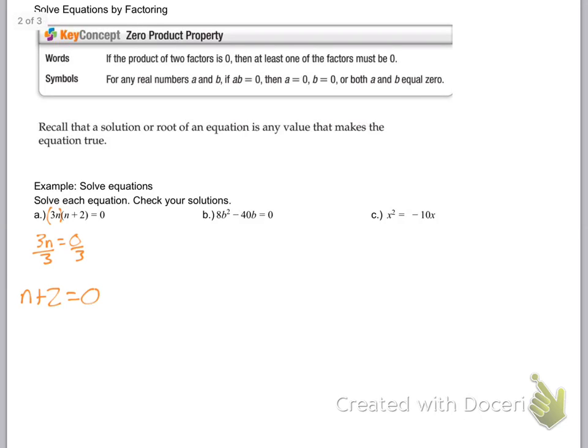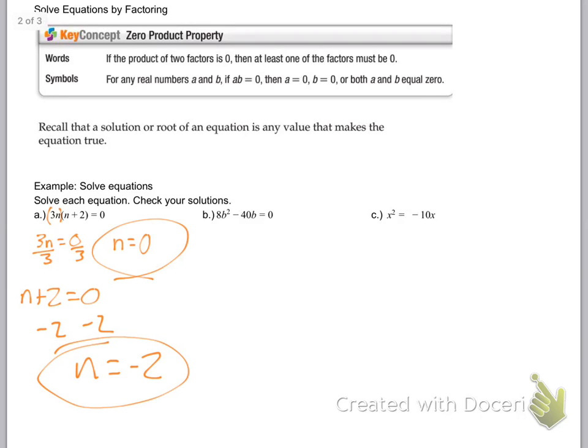Divide by 3, divide by 3. N is equal to? What's 0 divided by 3? 0. What's n plus 2 equals 0? I just have to subtract 2, so n equals negative 2. Done. I'm going to highly suggest that you check both of those answers back into the original problem.